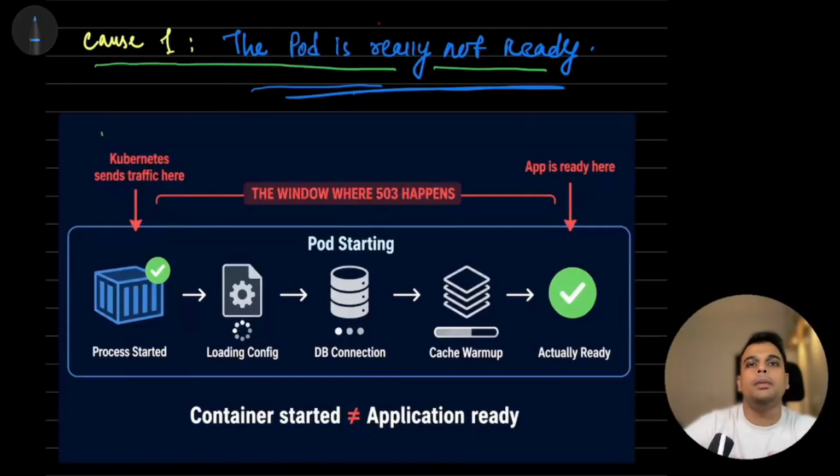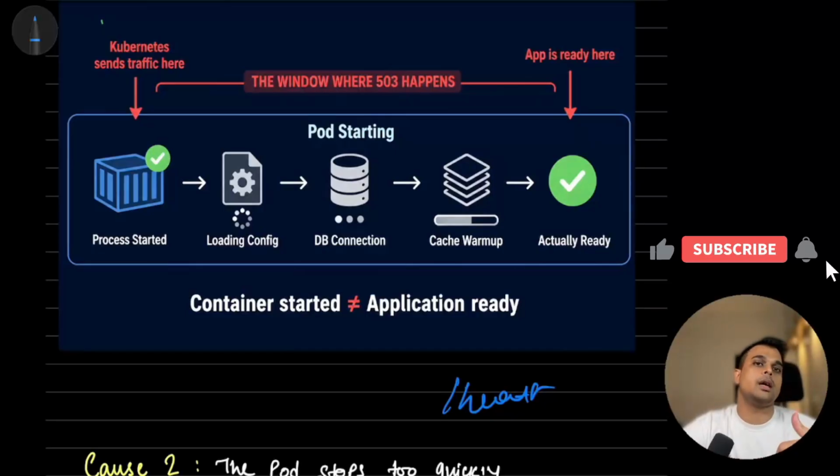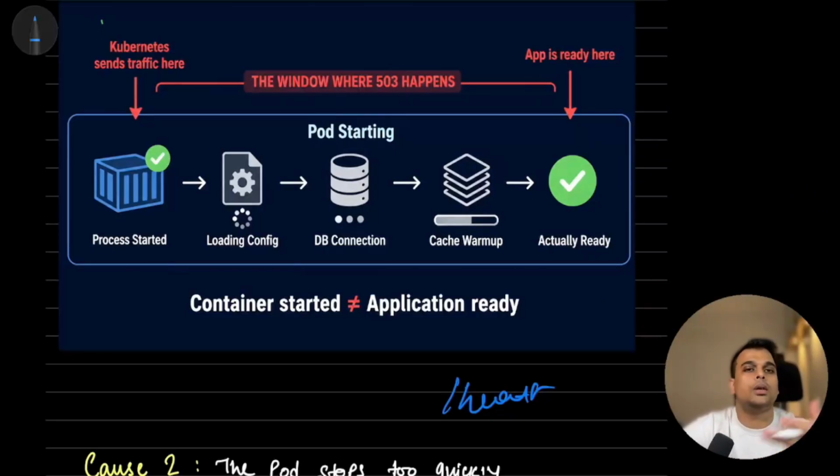There is a second problem to that particular cause. The readiness probe may be checking the wrong thing. What does it mean? For example, let's say you have an endpoint /health. Each time your endpoint returns 200 because the web server is running. But maybe the database is not connected yet. From Kubernetes' point of view, everything is healthy. But from the user's point of view, requests are failing.